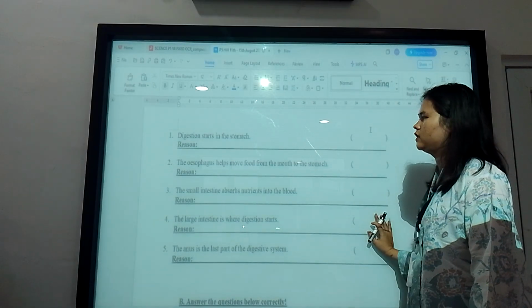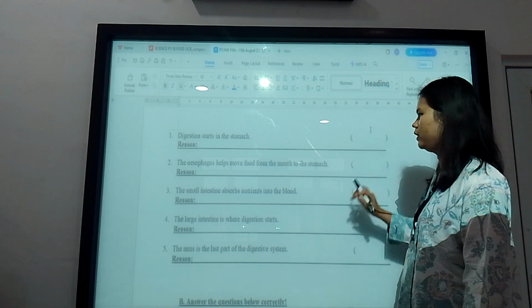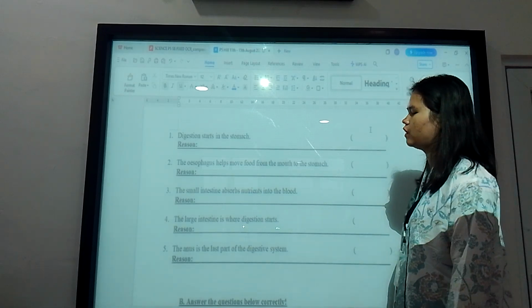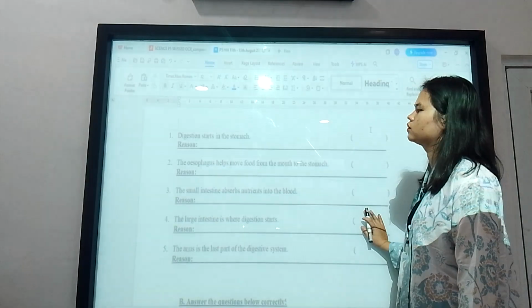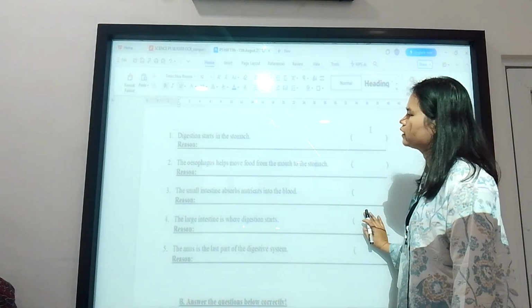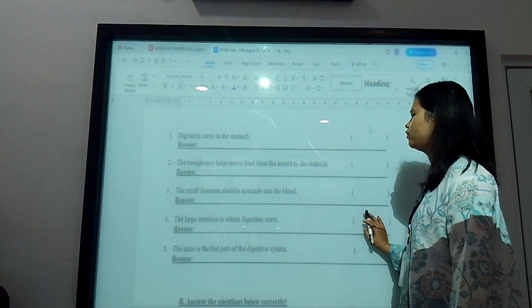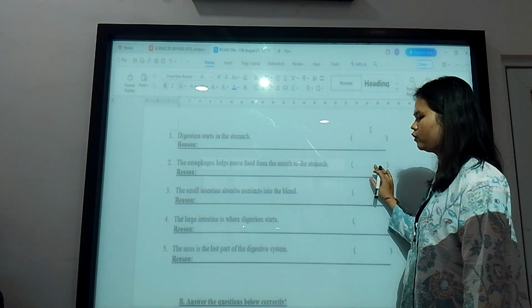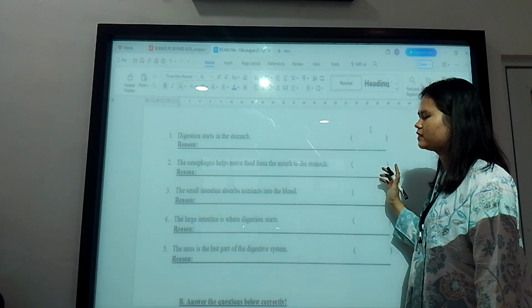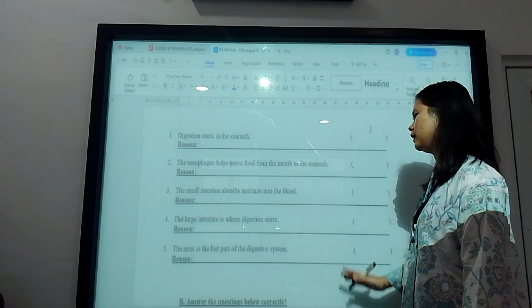Digestion starts in the stomach. It's false because digestion starts from our mouth and then goes to the esophagus. And then number two, the esophagus helps move food from the mouth to the stomach. Is it true? Because the esophagus passes the food down into the stomach.